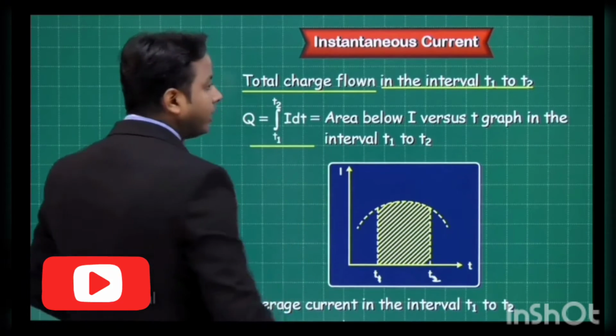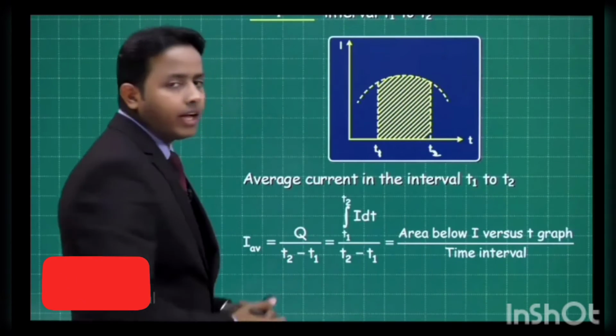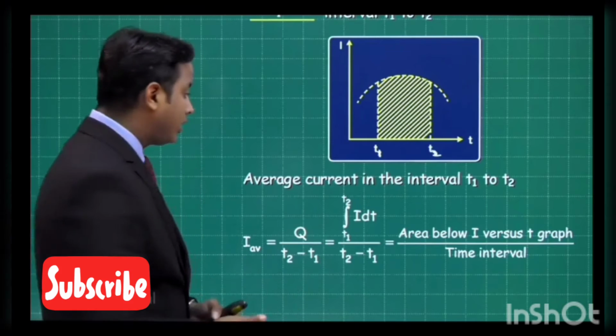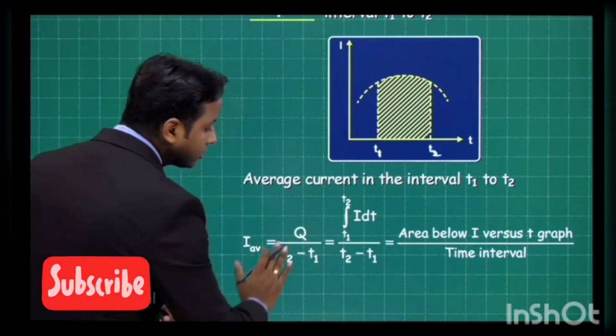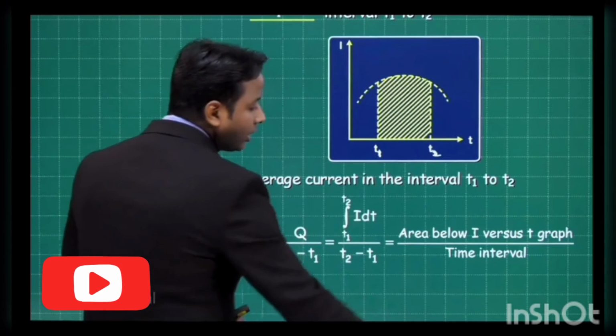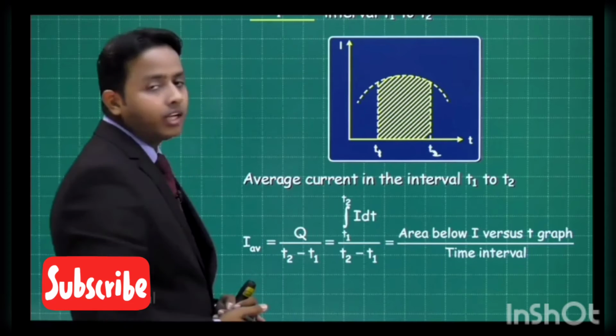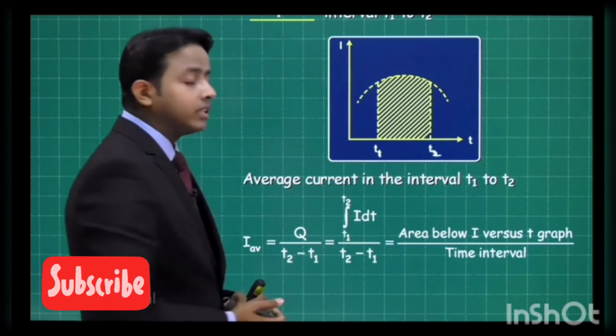And we know whenever we have the charge which has flown through the circuit, I can simply find the average current. So average current would be simply charge divided by the time interval. So charge would be given either by the definite integral or by the area below the I versus t graph, divided by the time interval. I hope this idea is very clear to you.